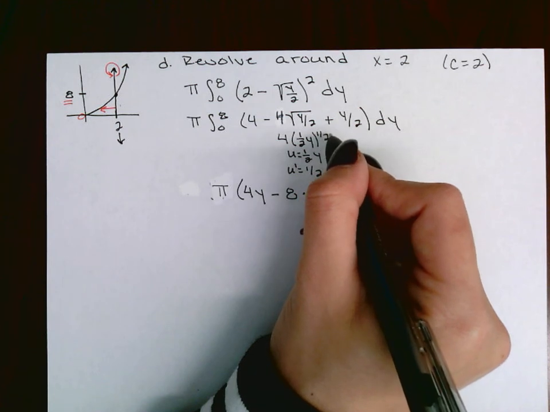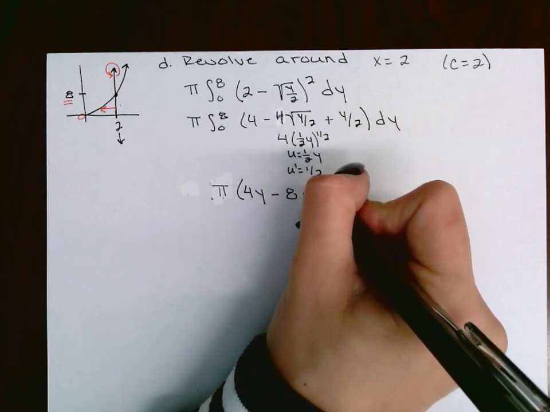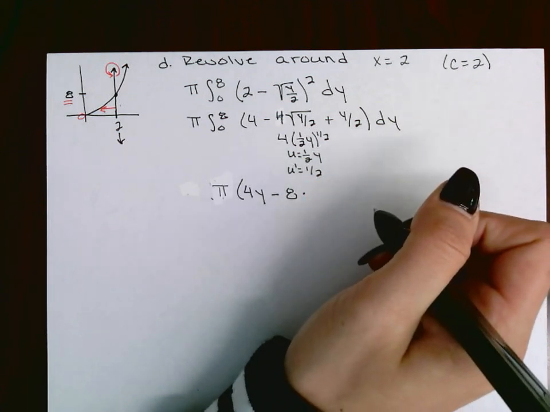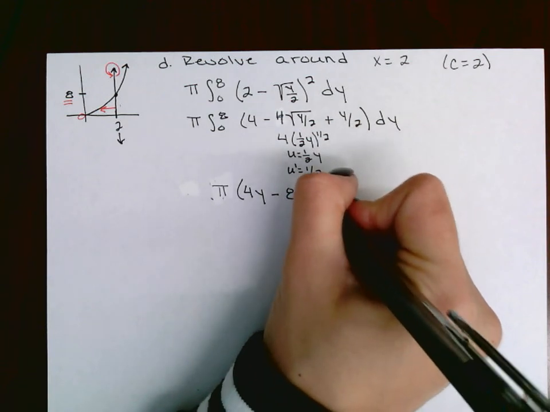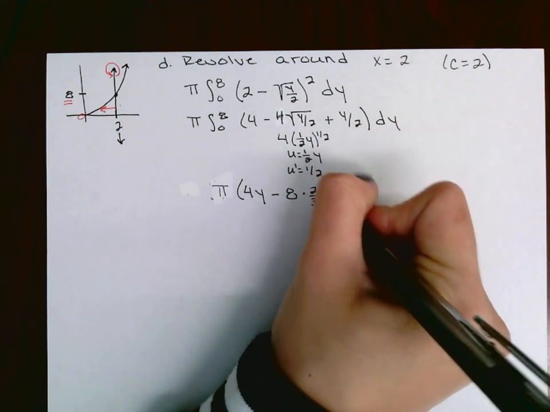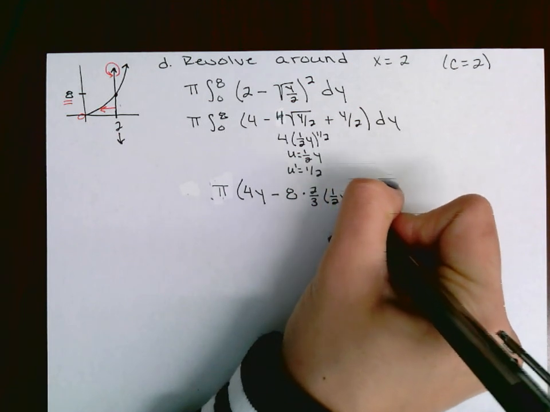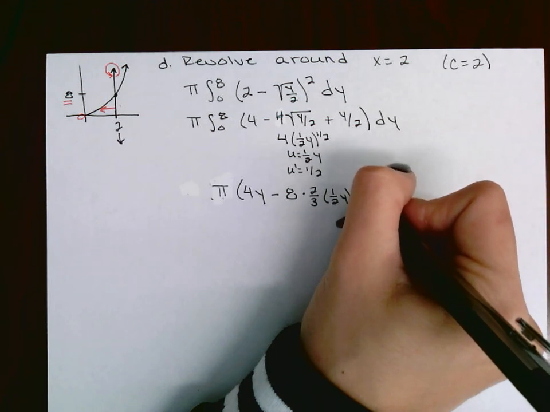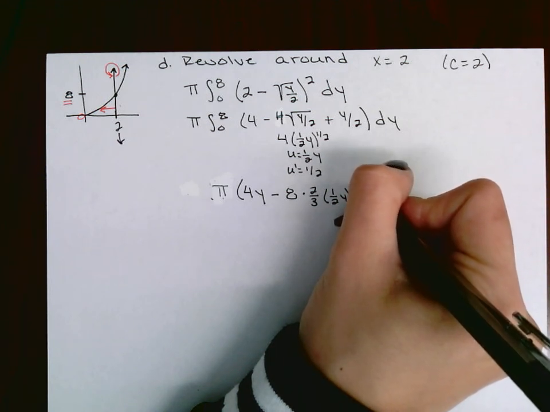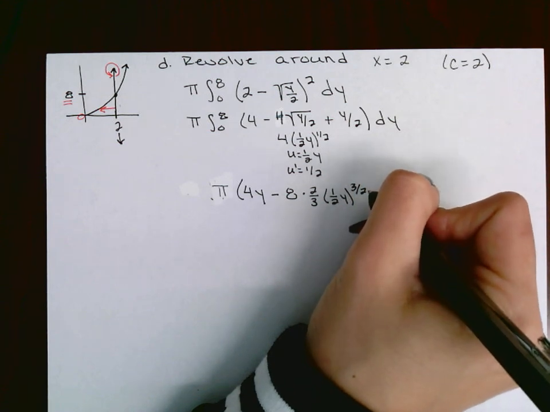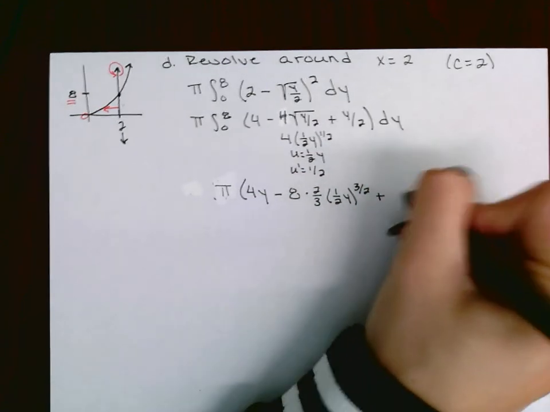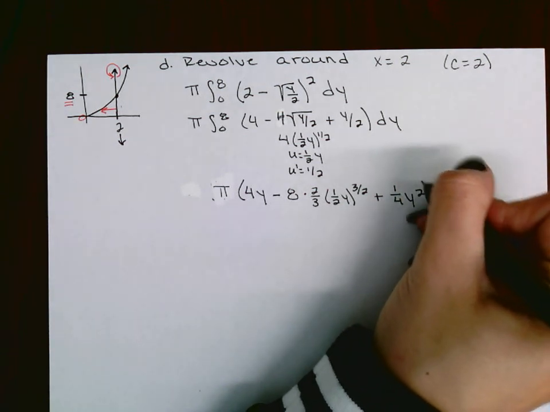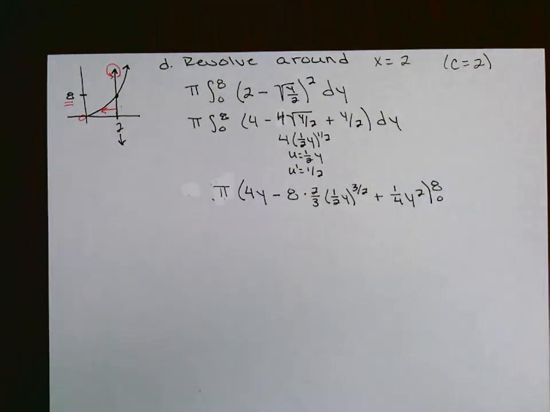Now, add 1, it'd be 3 over 2. Wait a minute, do 2 over 3, not. Right, here do 2 over 3, and then whatever's on the inside. Would the 8 still be there then? It'll simplify in a moment. And then I have 3 over 2 plus 1/4 y squared, and this goes from 0 to 8.